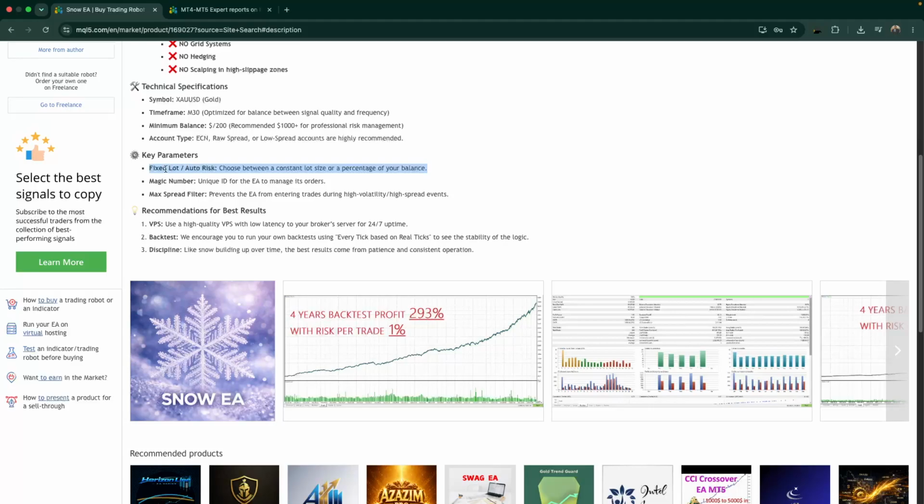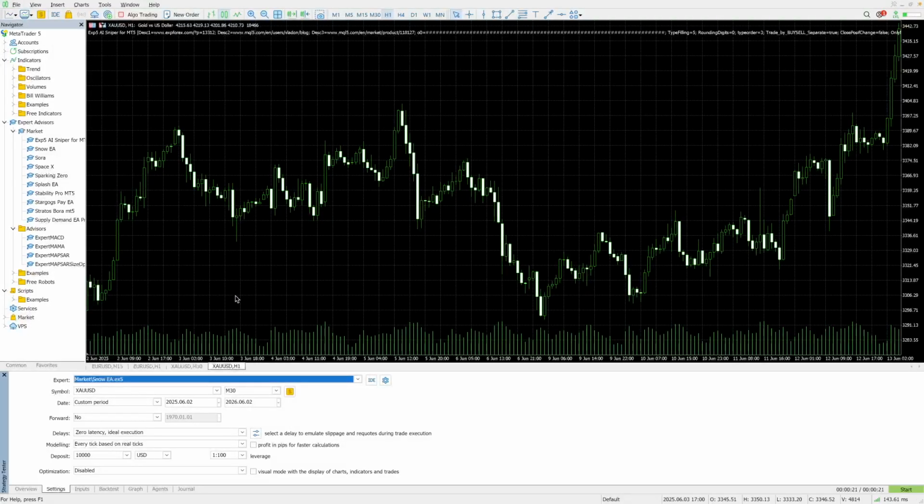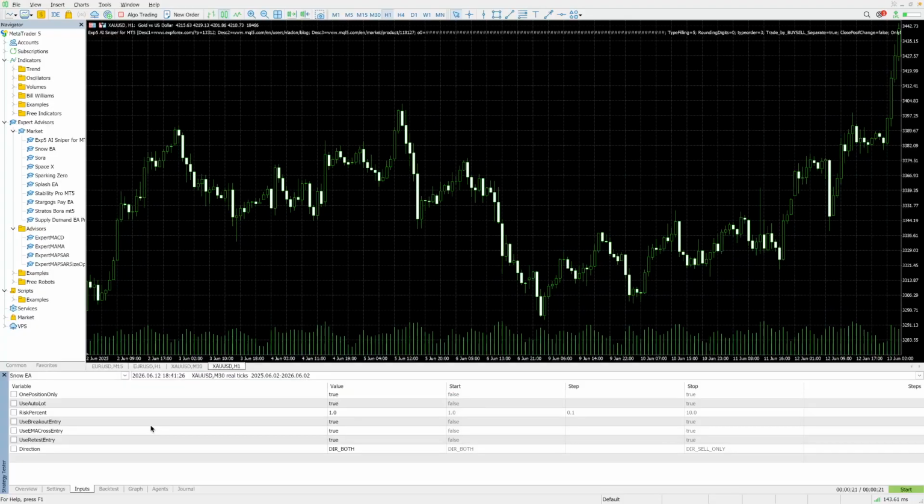Now, the key features include the auto lot sizing. You can choose between the fixed lot and the auto lot based on your chosen risk percentage, and also the EMA cross with breakout and retest filters. We also have break-even protection, direction control, and spread filtering. It's built for simplicity. Just attach it to gold on the 30-minute time frame on a low spread ECN account and let it run. Basically, let's look at more inputs.